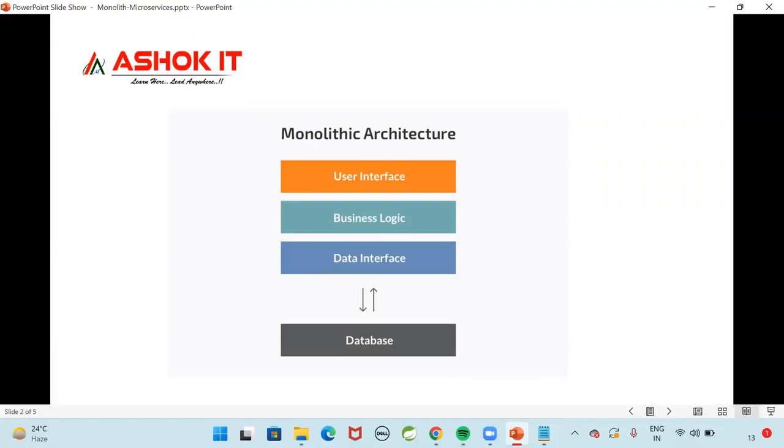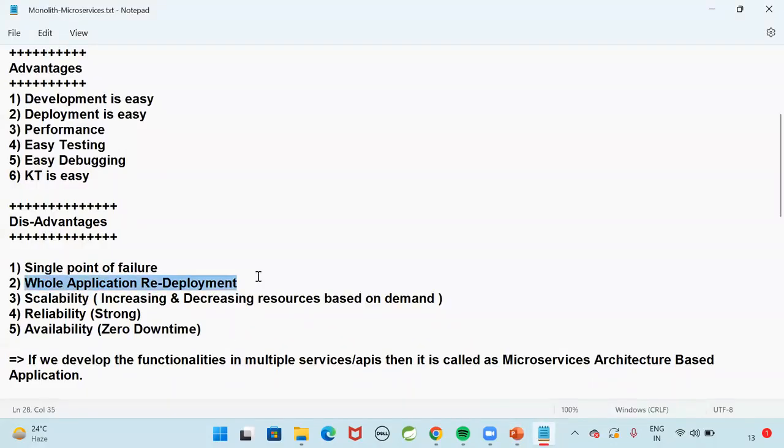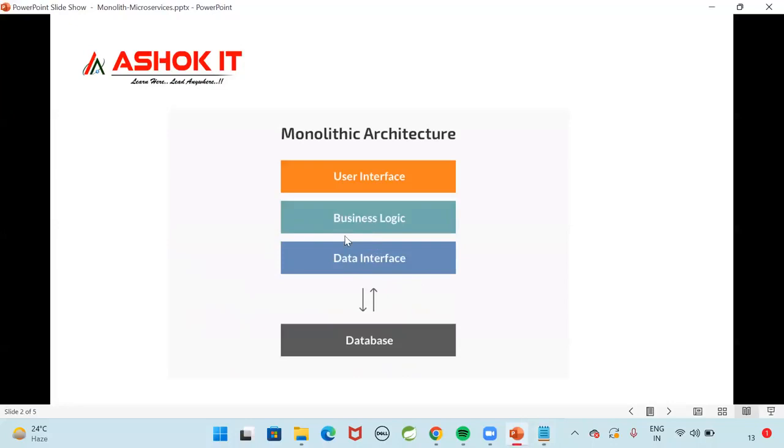If you make any change in the database layer, then what we need to do? We need to redeploy the entire application. If you make any changes in the code, then the whole application should be redeployed. That is also one of the drawbacks. Understand my point? Single point of failure will be available for monolith architecture. If there is any problem in the project, then the whole application is going to fail. And if you make any changes in the code, then the whole project should be redeployed.